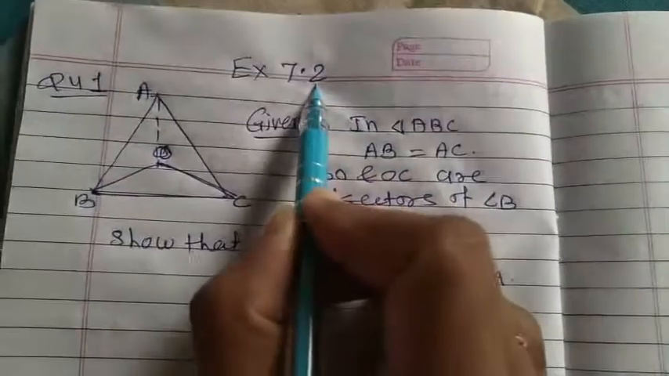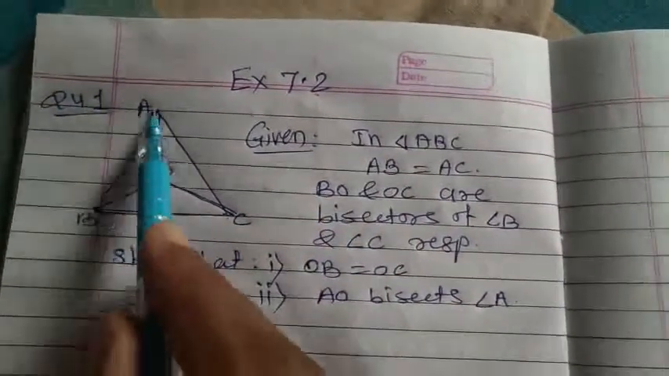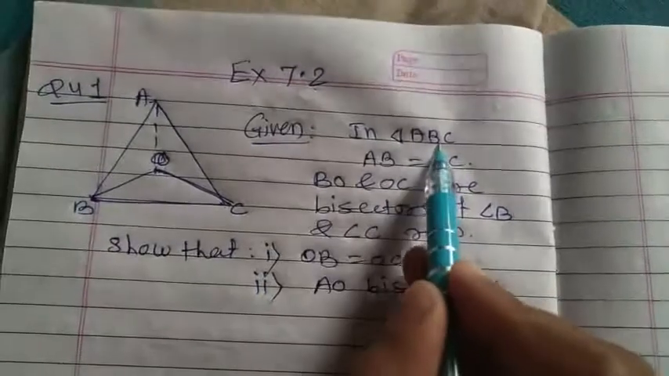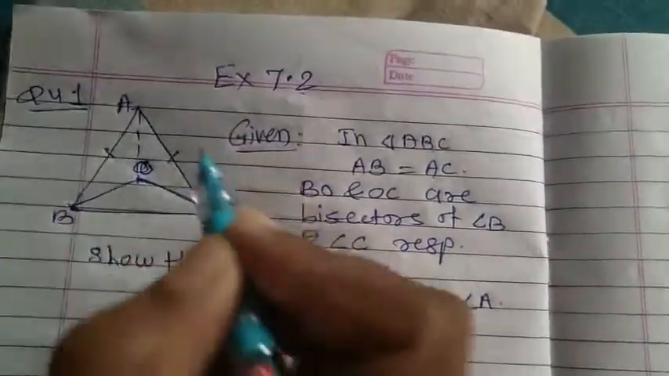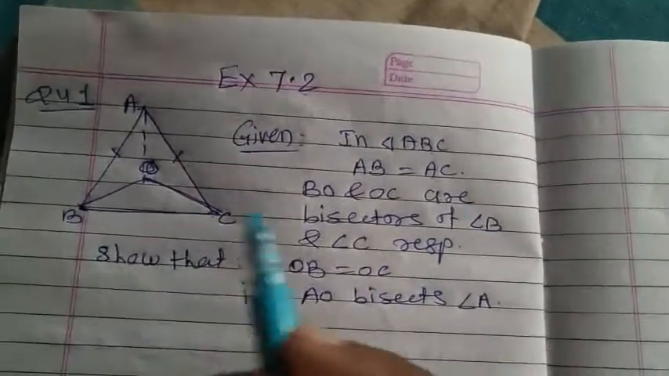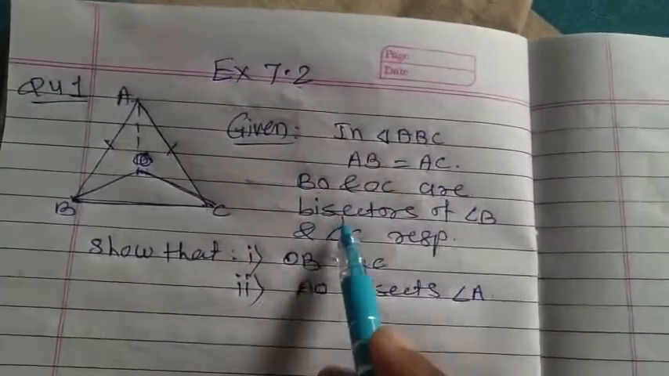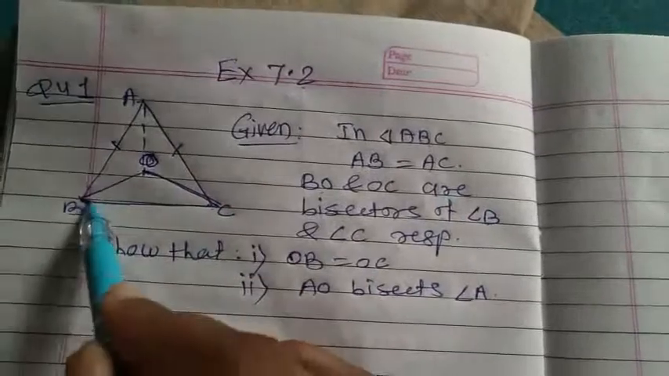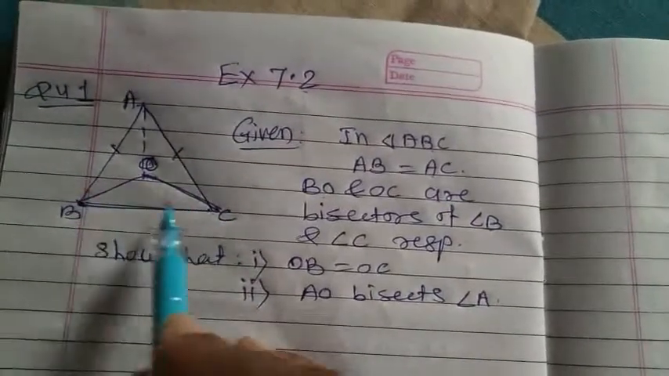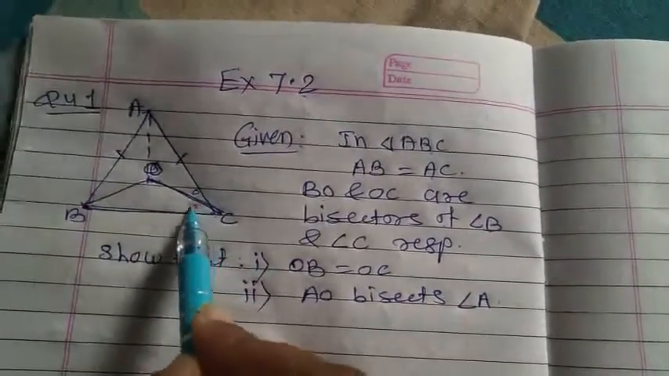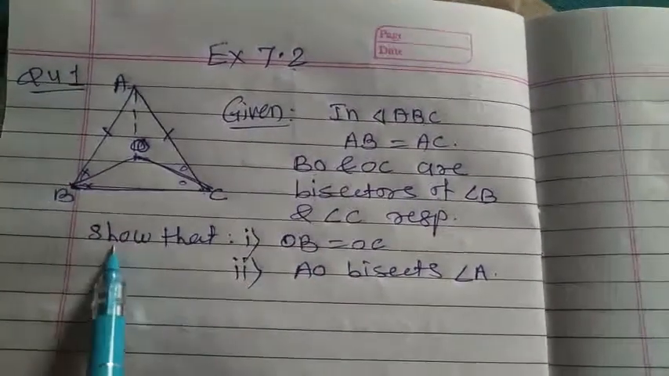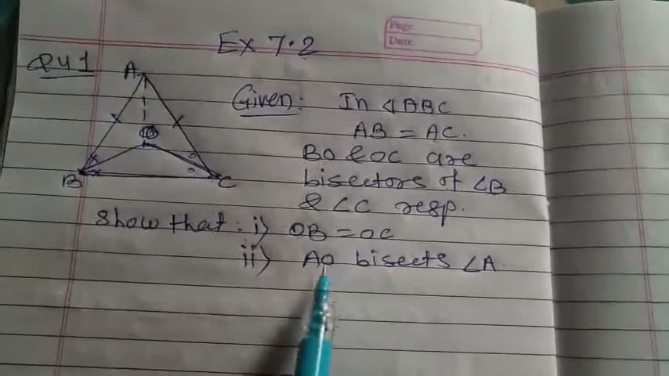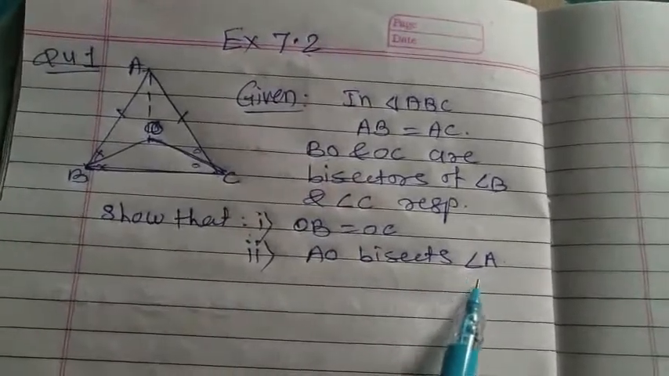Now exercise 7.2, question number first. Triangle ABC is given. In this triangle ABC, AB is equal to AC. These two sides are equal, which means it is an isosceles triangle. BO and OC bisect angle B and angle C. And we have to show that OB is equal to OC and AO bisects angle A.